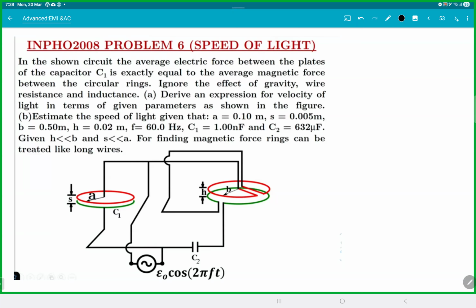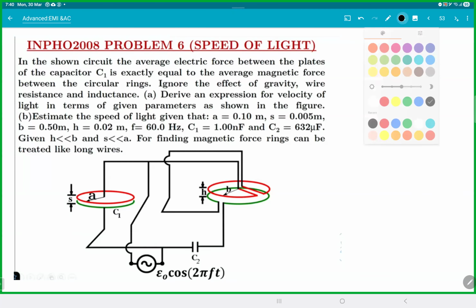Okay, let's see. So if I'm reading the question again, what I would try to do is just scan the question first. In the circuit: average electric force, capacitor, average magnetic force, rings, derive an expression for velocity of speed. This is what I would think. First, I will read speed of light and I'll say, what the hell is he asking? Then it's estimate the speed of light. A का value S is there. Okay, ठीक है. I need to read the whole question again. So I'll read it again.